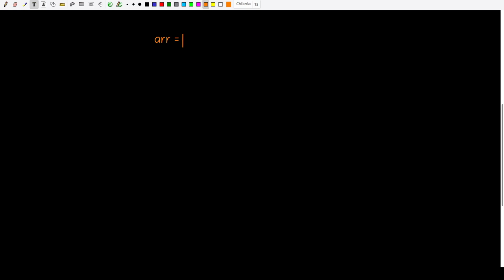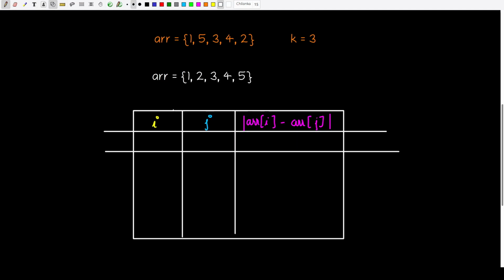So let us say the array given to us is this, and the value of k is equal to 3. The first thing we are going to do is sort this array. After sorting, the array will look something like this. Once we have sorted the array, we take two counters i and j, and initially set both to 0. Then we compute the difference between ARR[i] and ARR[j]. So this is 1 minus 1, which is equal to 0. Since the difference is 0, which is less than 3, and our objective is to make the difference equal to 3, we are going to increase the value of j.